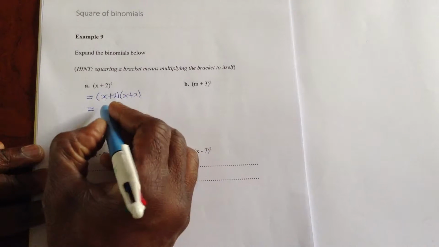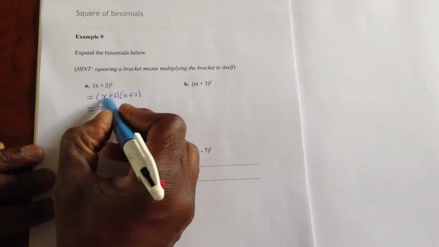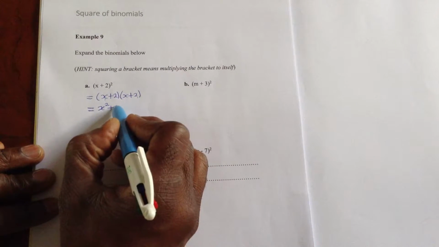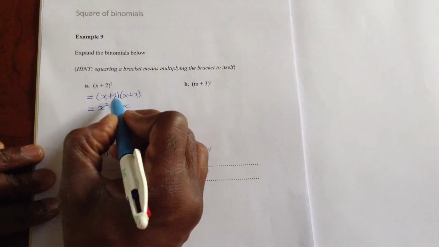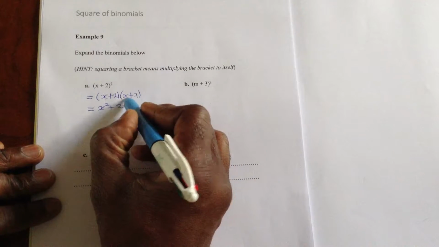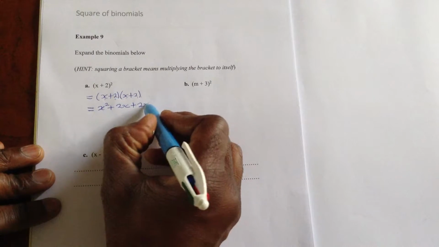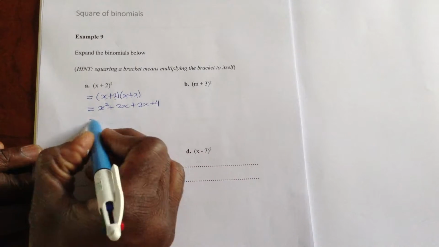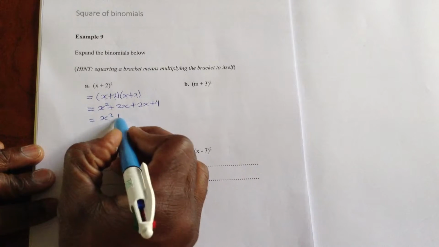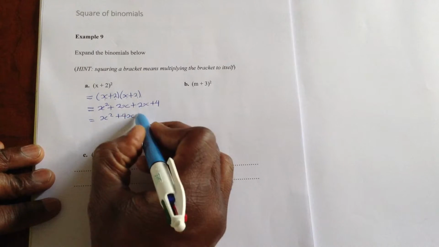x times x will give me x squared, and then x times 2 will give me 2x. Then 2 times x will give me 2x, and then 2 times 2 will give me 4. This will then expand to give x squared add 4x add 4.